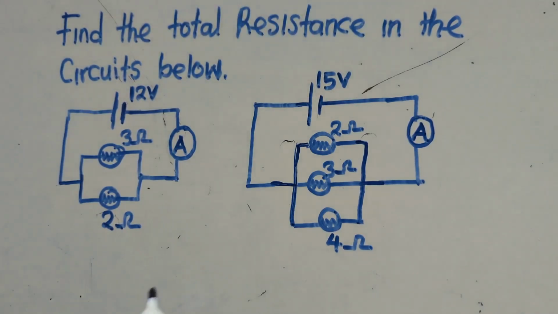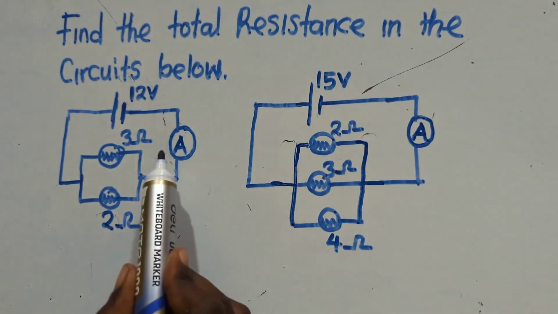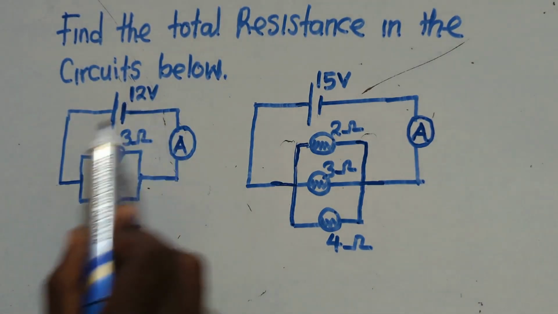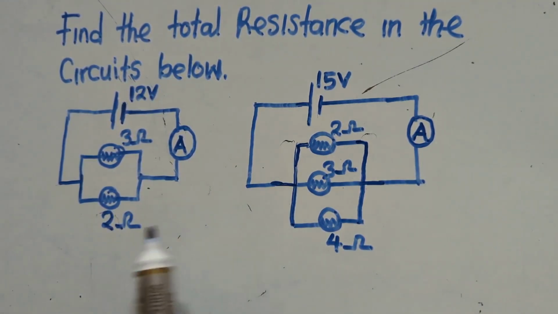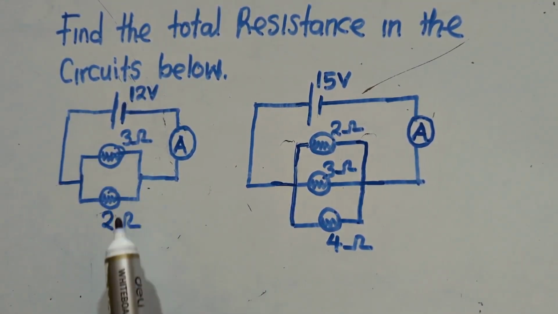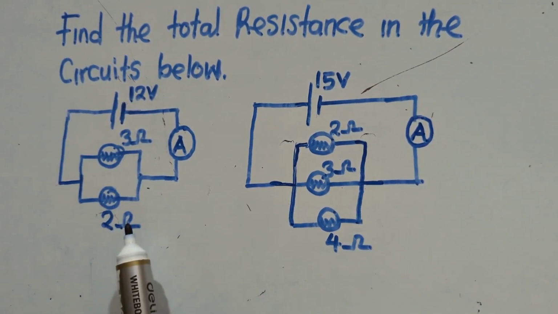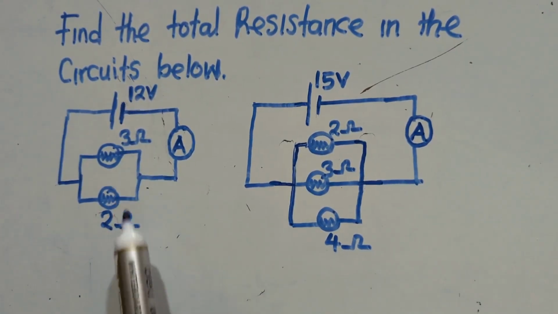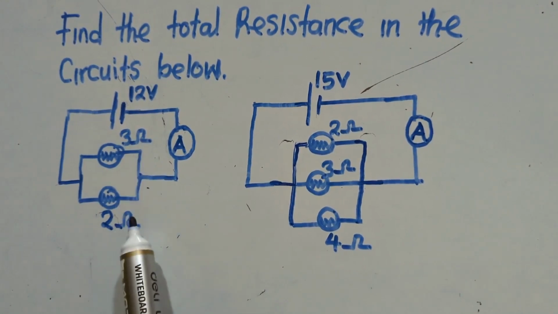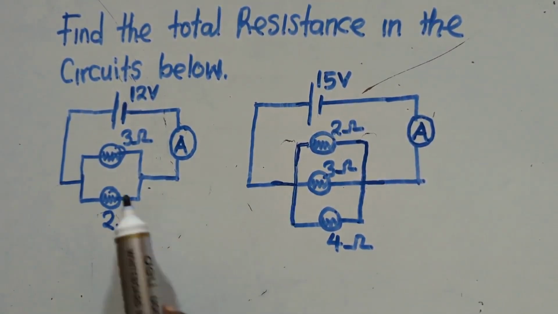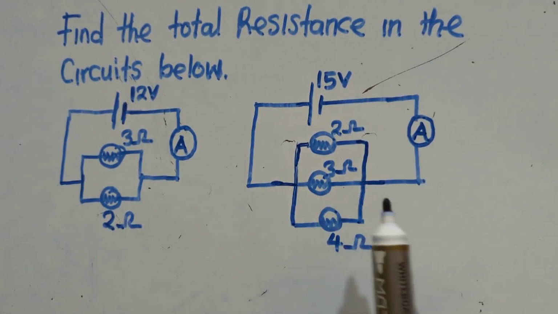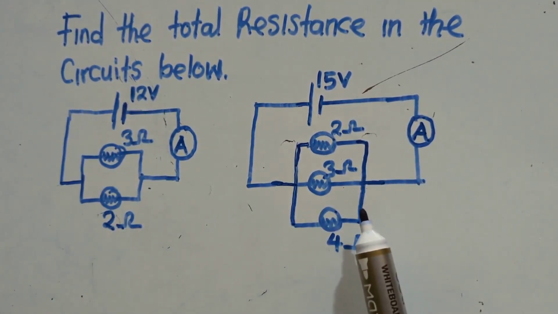So we want to calculate the total resistance in this circuit. These are two different diagrams. On this one, I want to show you the easiest formula to use when you are just given two resistors which are in parallel. So we are talking about parallel connections. This is a parallel connection. Even this one is a parallel connection.